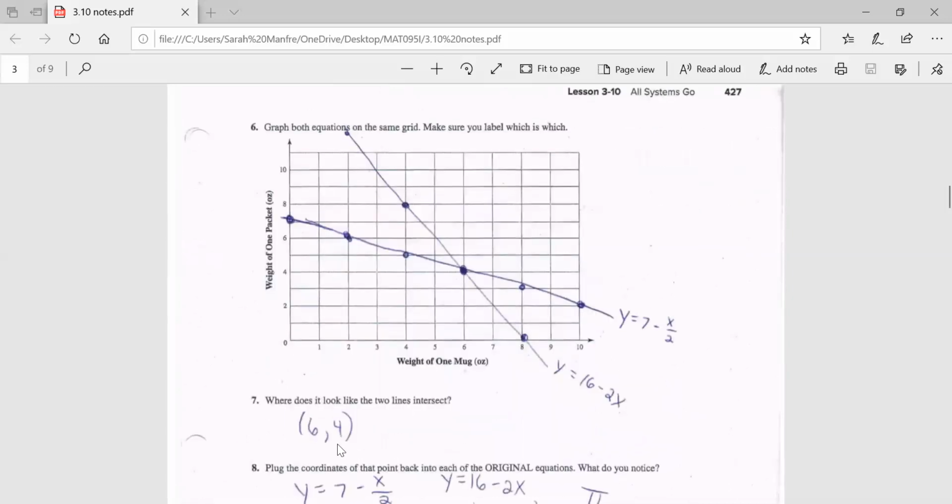Now, question 7 says, where does it look like the two lines intersect? We'll see this point, how they both share that point. That's the point where they intersect, and that's the point (6, 4).